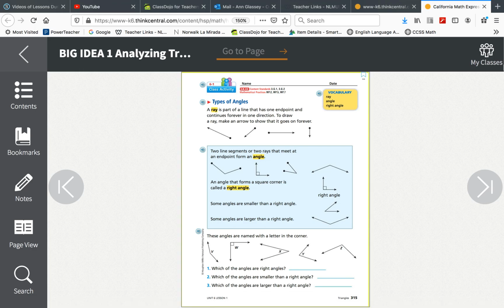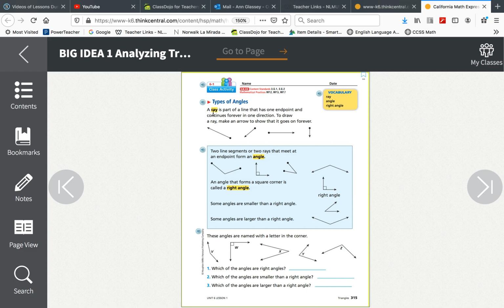This is Math Lesson Part 1 for May 5th, 2020. You will need your math book, a pencil, and an eraser. Please turn to page 315. Today we're going to talk about angles.